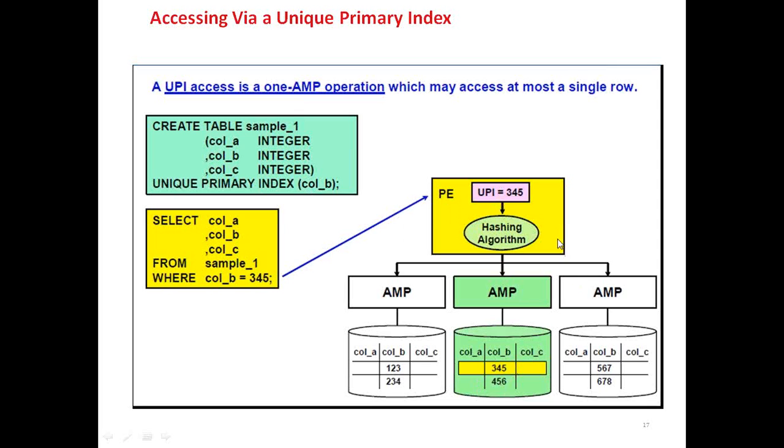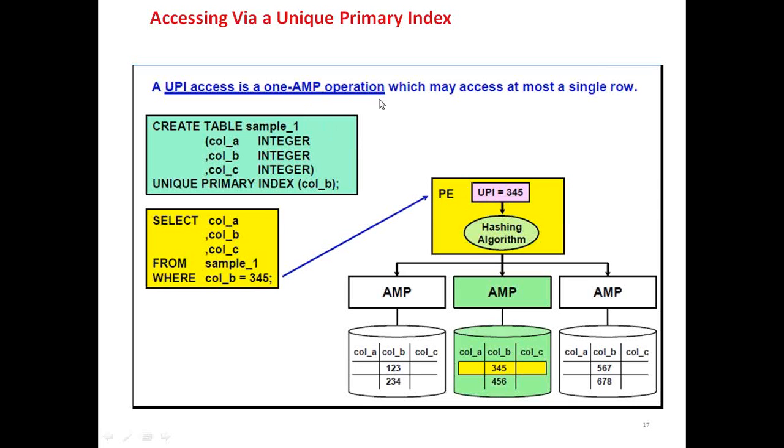During the insertion, the hash algorithm hashed all the primary index values and determined in which AMPs they have to be stored. And while we are retrieving the data, if we use our primary index in the where clause, this value will again be hashed and it will generate the same row hash value which it generated at the time of insertion. Because both the hash values are the same, it already knows in which AMP this particular row is stored, so it can directly jump to that AMP and pick up the data. So this is called a one AMP operation.